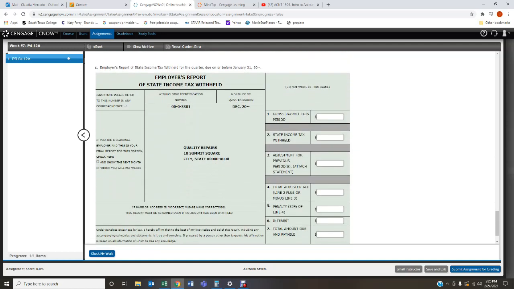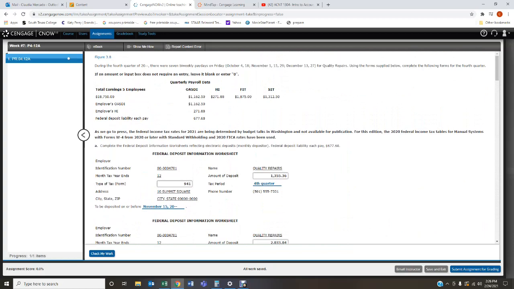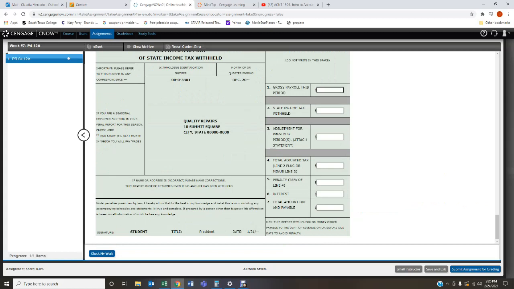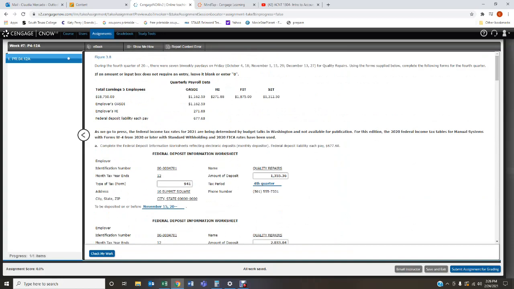The last form we have is the employer's report of state income tax withheld. So we've got the withholding identification number and the month or quarter ending, and the information for the business. We're going to start off with the gross payroll this particular pay period. It says here that my pay for the quarter was $18,750. So I'm going to copy that over to my gross payroll, $18,750. Now they're asking us for the state income tax withheld. If we go back, my SIT, which is state income tax, is $1312.50. We're going to take that to the bottom.